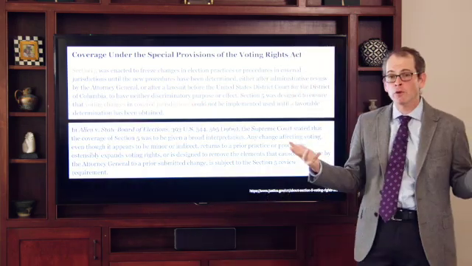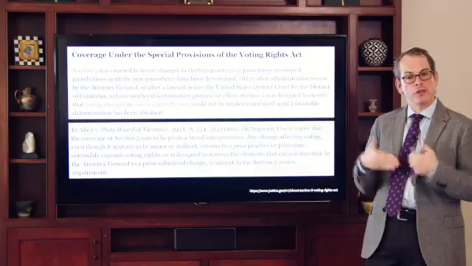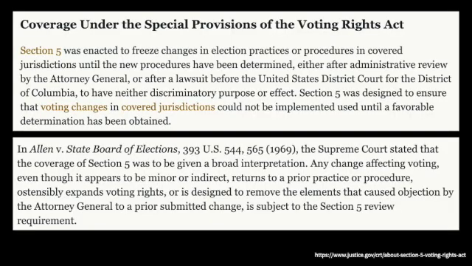So how broadly was that construed? In Allen versus State Board of Education, the Supreme Court gave that a huge, broad interpretation.